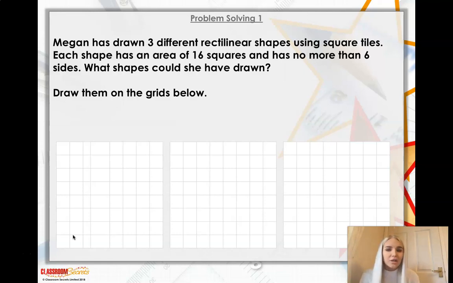Can you have a go at drawing at least 2 shapes with an area of 16 squares? They have to be rectilinear shapes and no more than 6 sides. Pause the video and have a go, please.